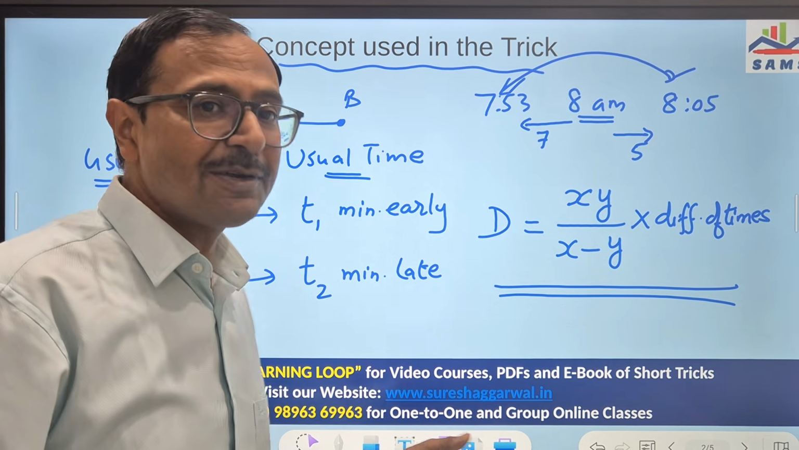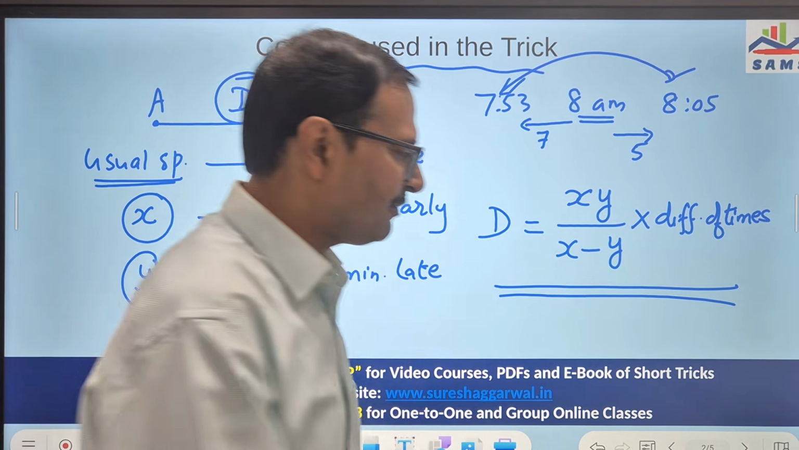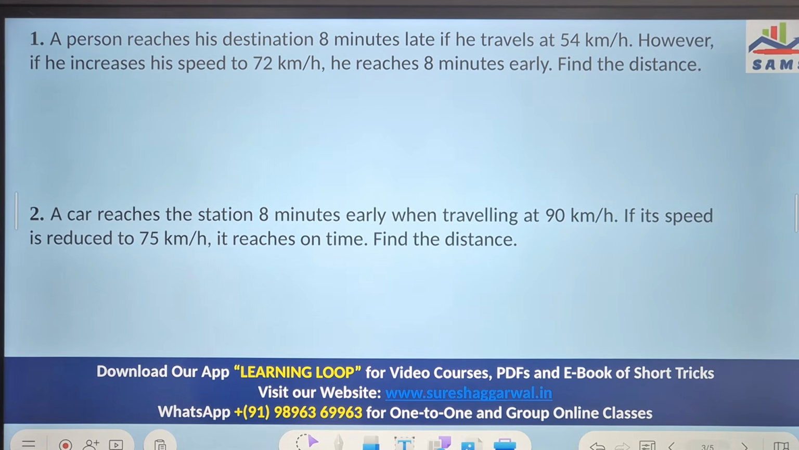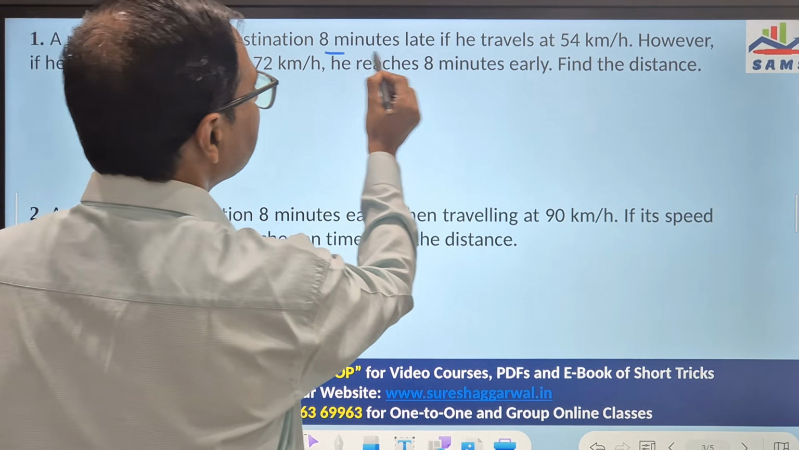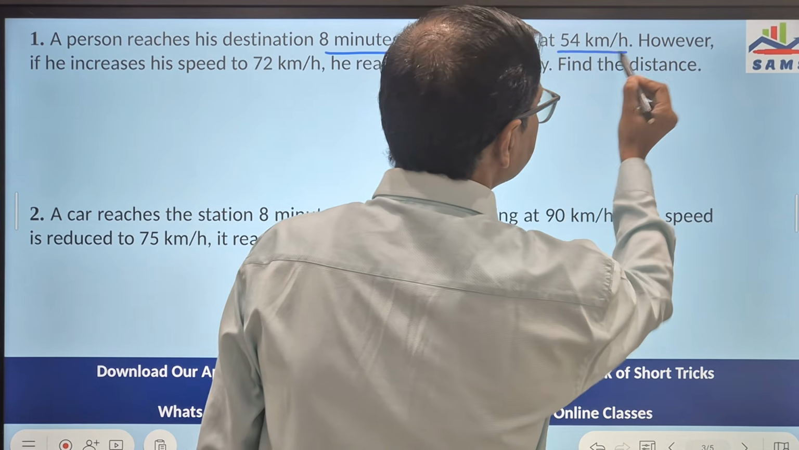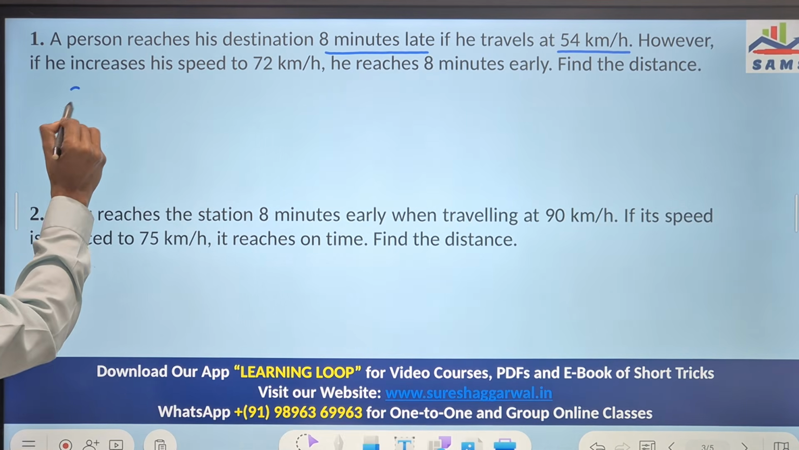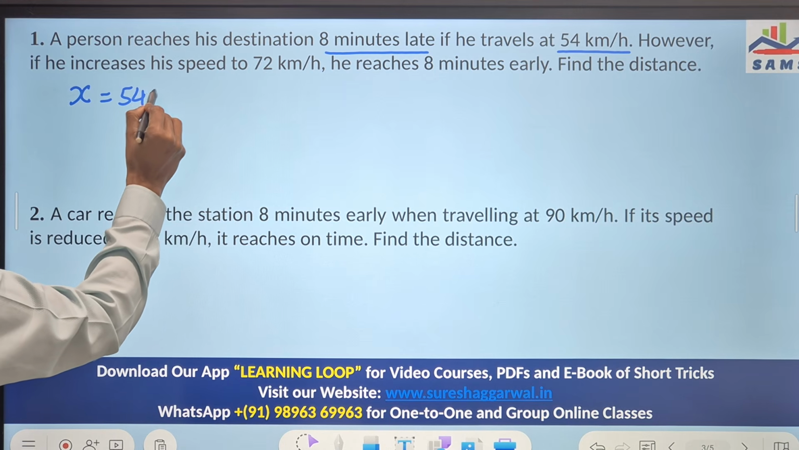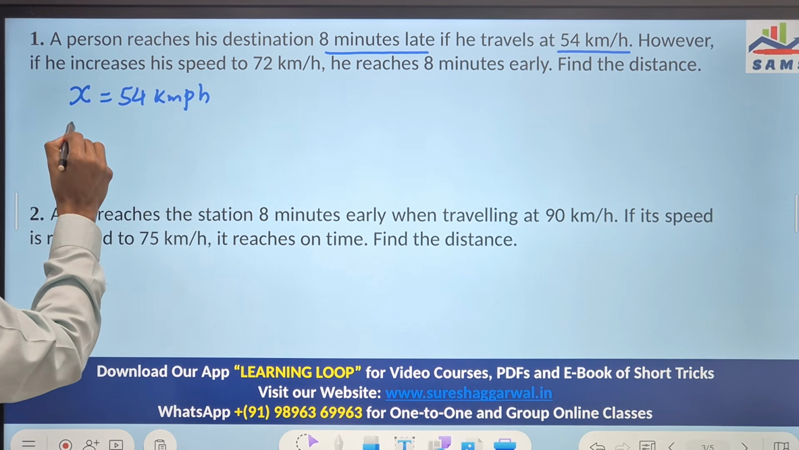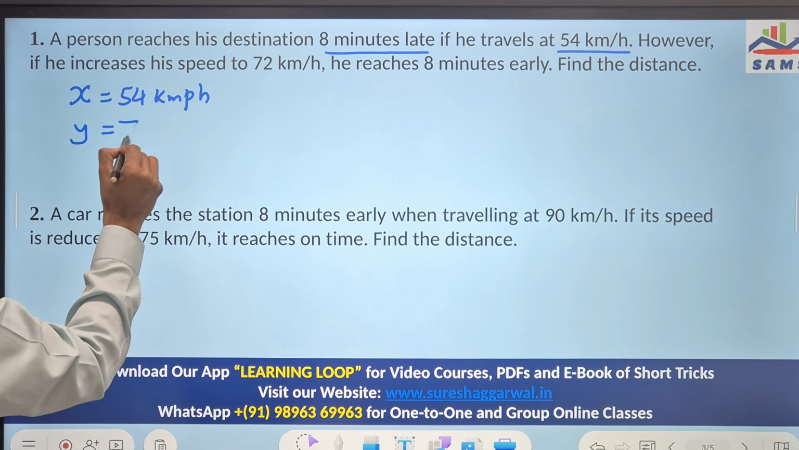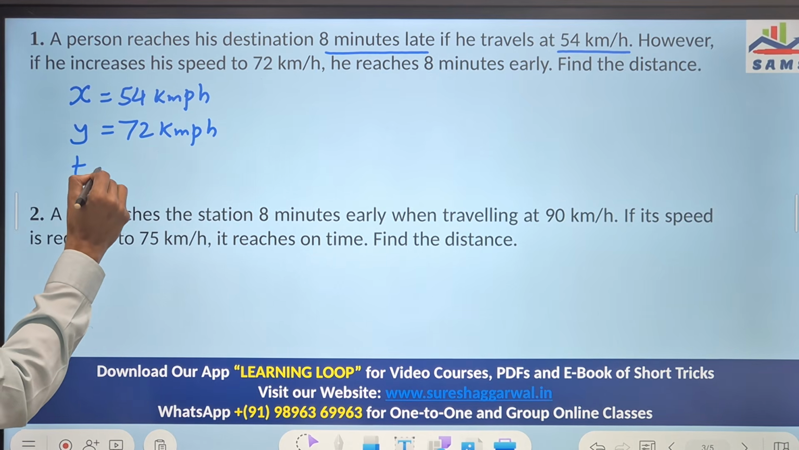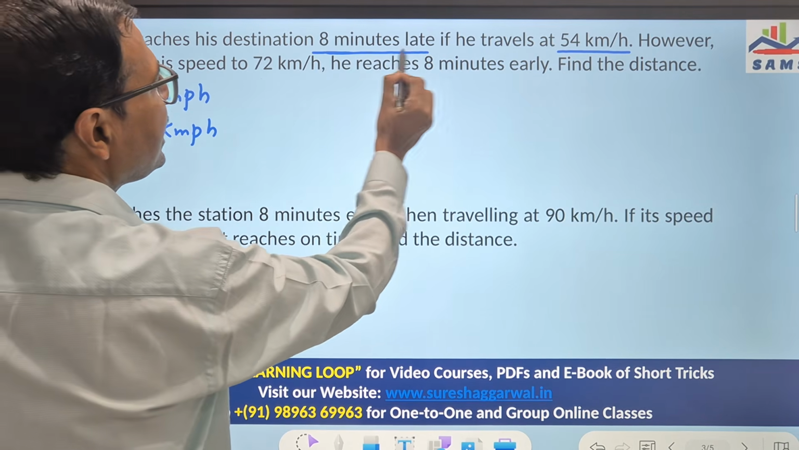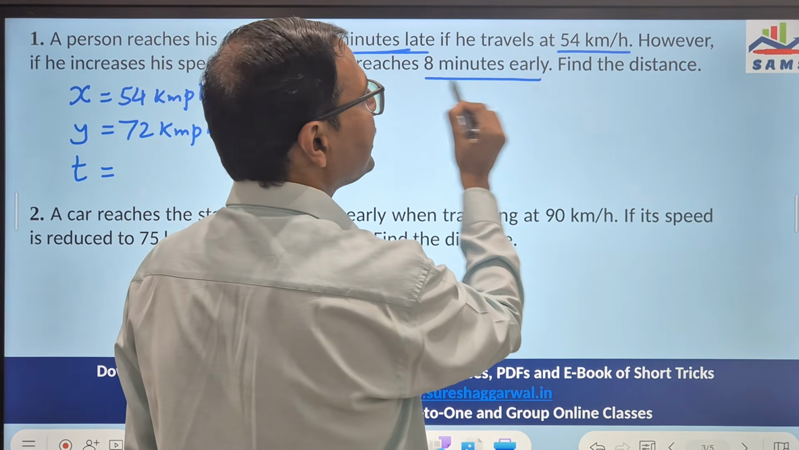The next 30% will be the questions. So let's see one question and try to understand how this works. As you can see in the first question, there is a person who reaches his destination 8 minutes late if he travels at 54 km an hour. So x is 54 kmph, and then the other speed is 72 kmph. The difference in times t is, here he is 8 minutes late and here he is 8 minutes early.